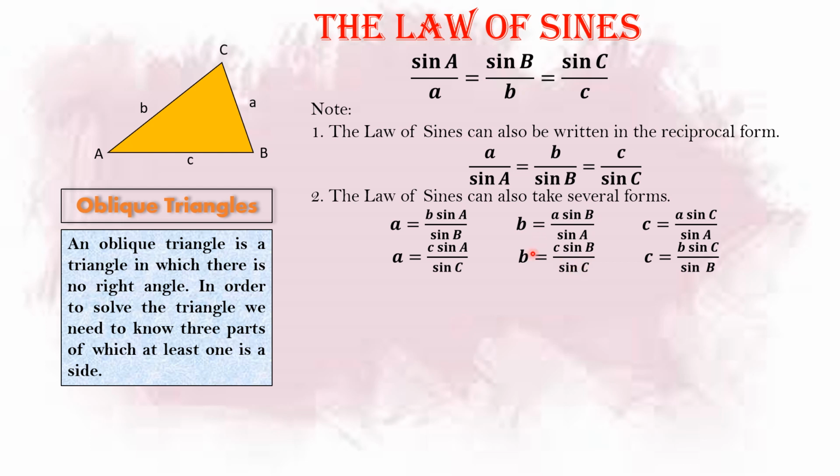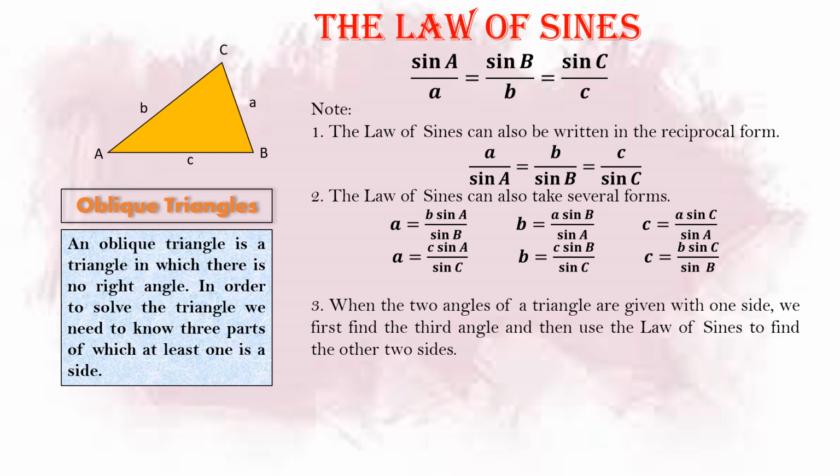Okay, so ito naman tayo. So, magiging B is equal to C times sine B over sine C. So, same with the C. C is equal to B times sine C over sine B. Ayan. Okay? Next.